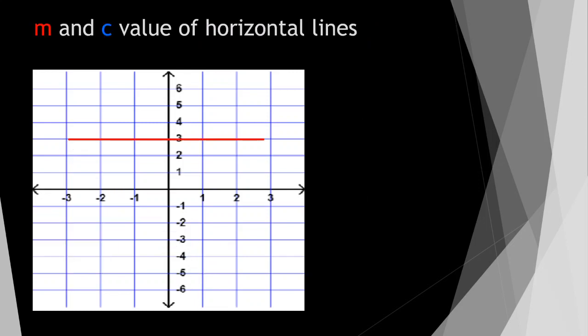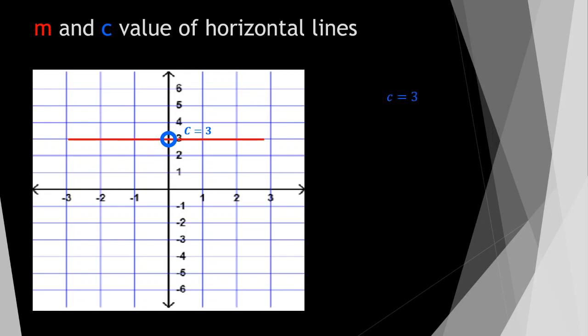So here we have a horizontal line, and we want to find the m and c value of this line in order to find our rule. So the easier one is usually to find the y-intercept, and this is the point where the line hits the y-axis. And that means we can say that c equals 3.